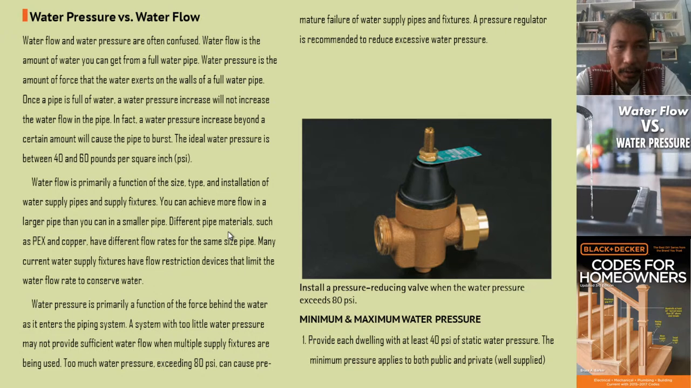Okay? Water flow and pressure are often confused. That's why we have videos like this, in order to clearly state the difference between pressure and flow. Okay? Water flow is the amount of water you can get from a full water pipe. So when we say flow, the word flow means the water particles, the water molecules, are moving from one point to another.